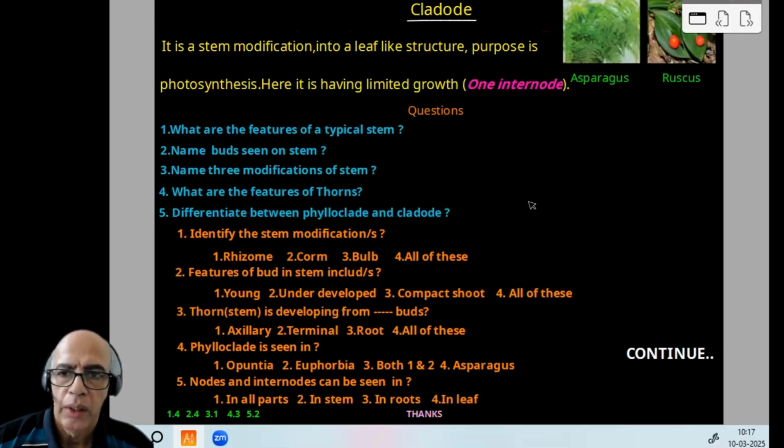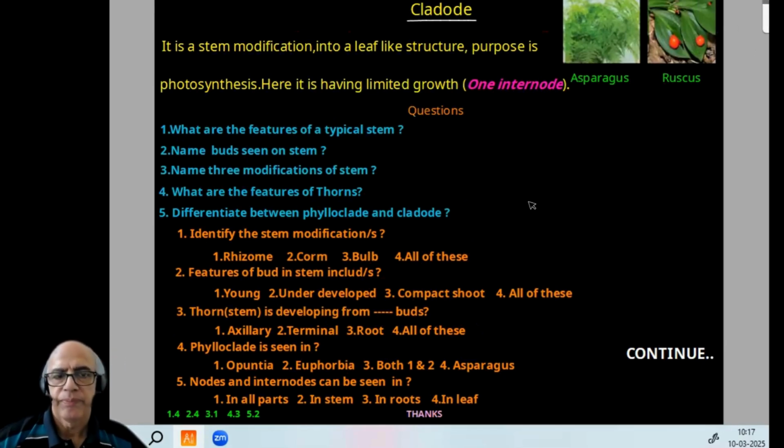That is phylloclade. Next item is cladode. Cladode is again a stem modification into a leaf-like structure. The purpose is photosynthesis, but how does it mainly differ from phylloclade? Here it has limited growth, usually one internode. Typical examples are asparagus and ruscus. Asparagus is a plant where stem, leaf, and root are all modified, so it's a rare plant in nature. Asparagus belongs to Liliaceae, a family we have to learn, and it is a monocot family.